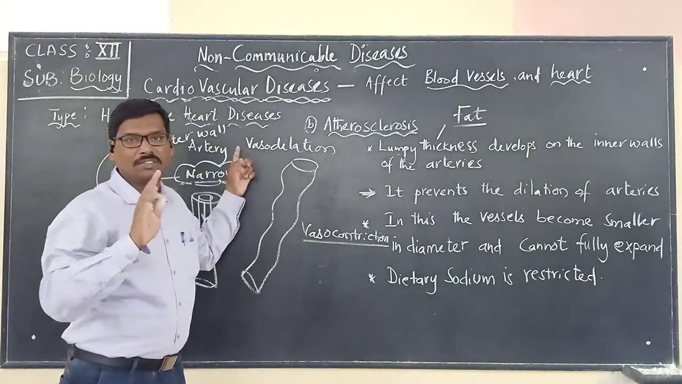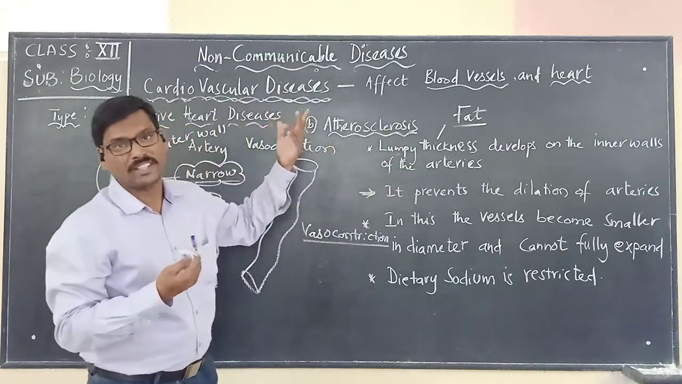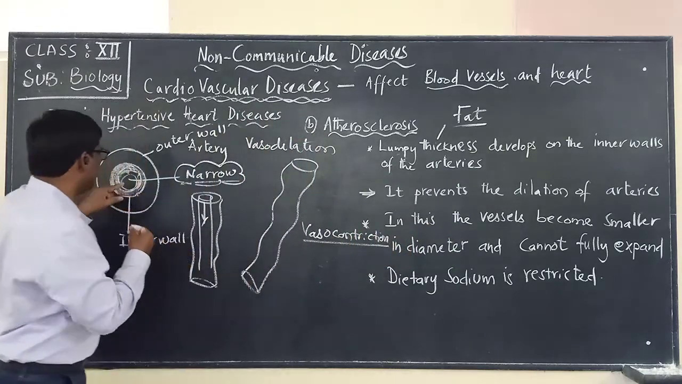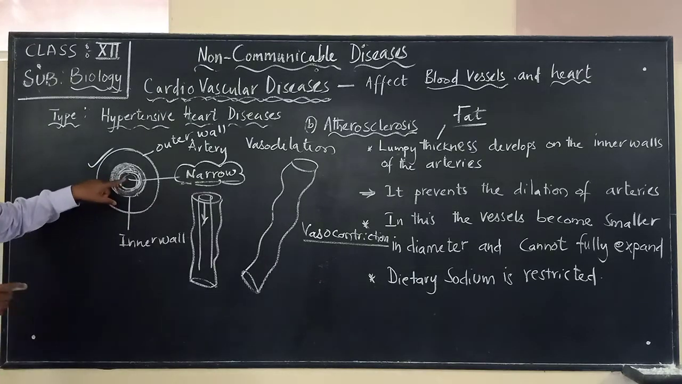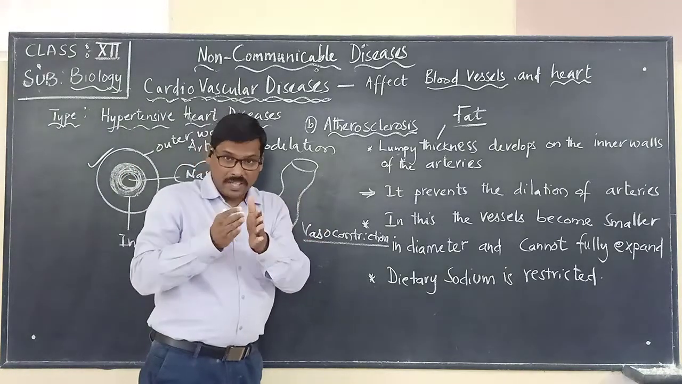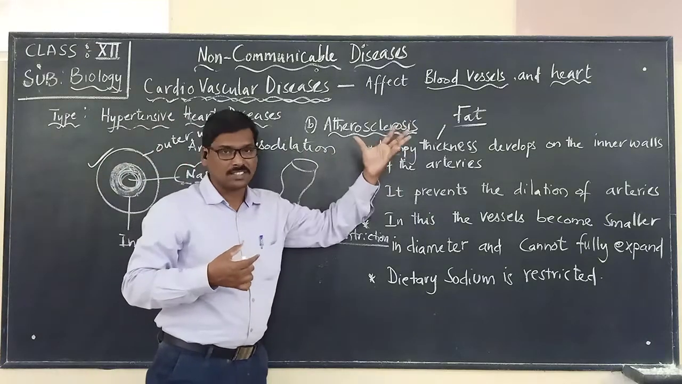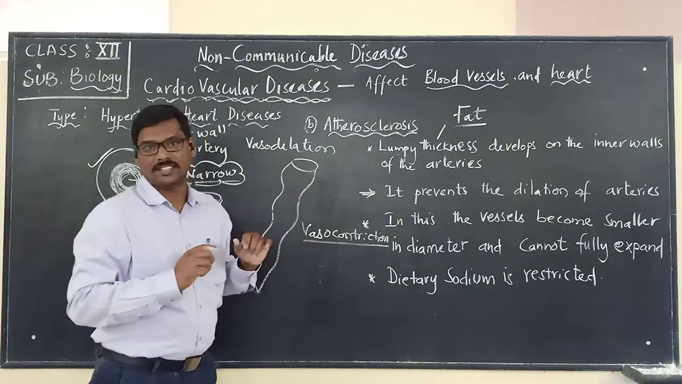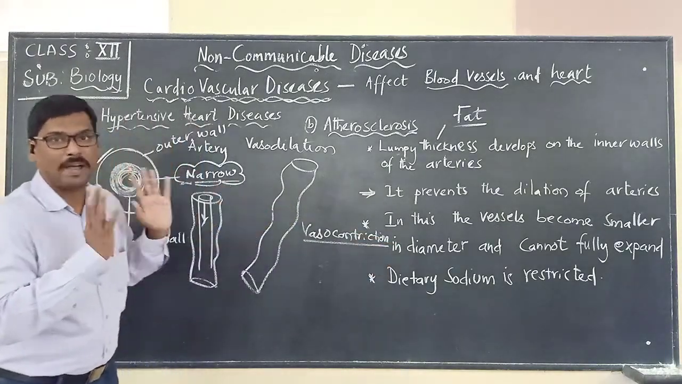So here vasodilation cannot occur freely. Why? Because of the deposition of lumpy thickness, maybe fats or cholesterol we say. So in these vessels, they become smaller in diameter. See now, the diameter reduced. We have to remember this. Because of the small diameter, these blood vessels cannot fully expand. If they are expanding, the blood will move very freely. But here, due to the accumulation of the lumpy thickness or fats in the inner walls of the blood vessels, it prevents the dilation of the blood vessels, especially arteries. Arteries cannot dilate, and they become very small in diameter, and they cannot expand properly.